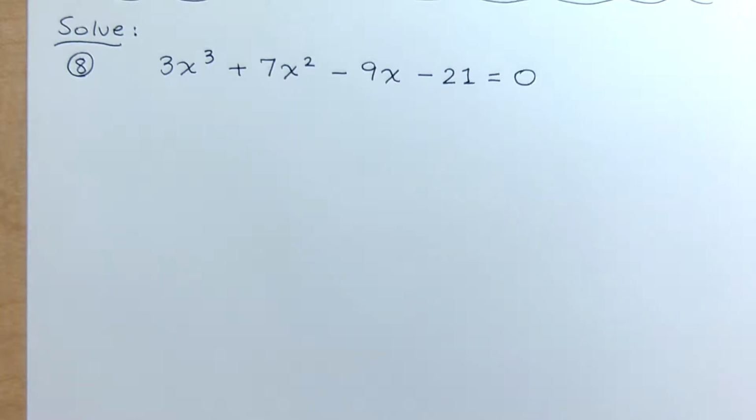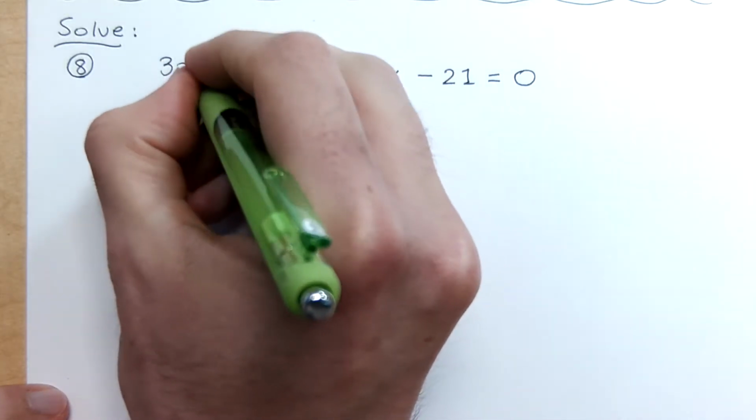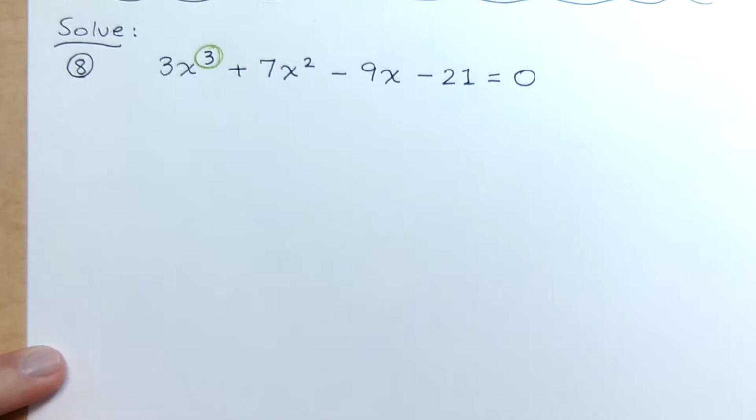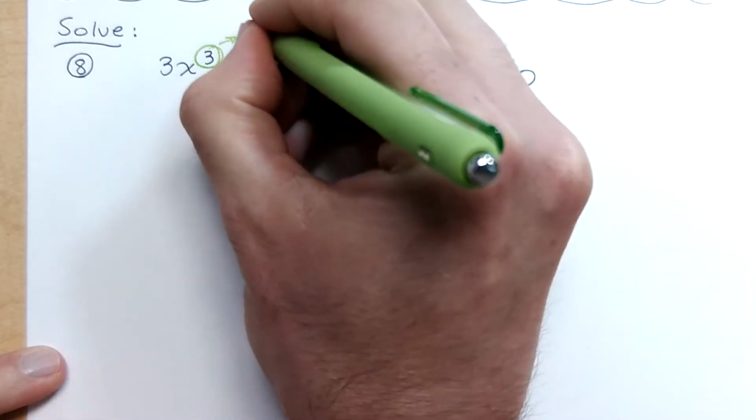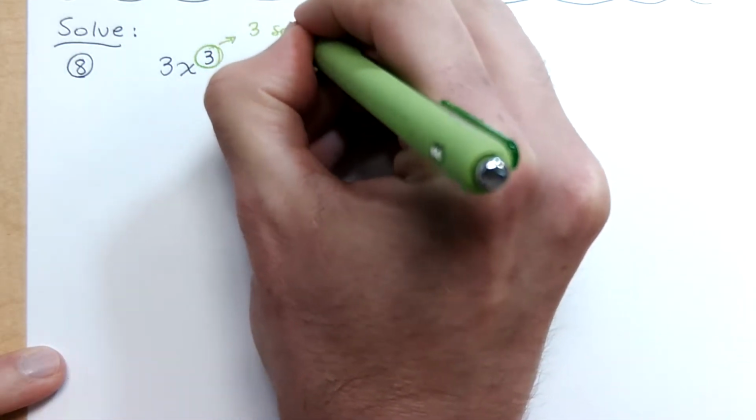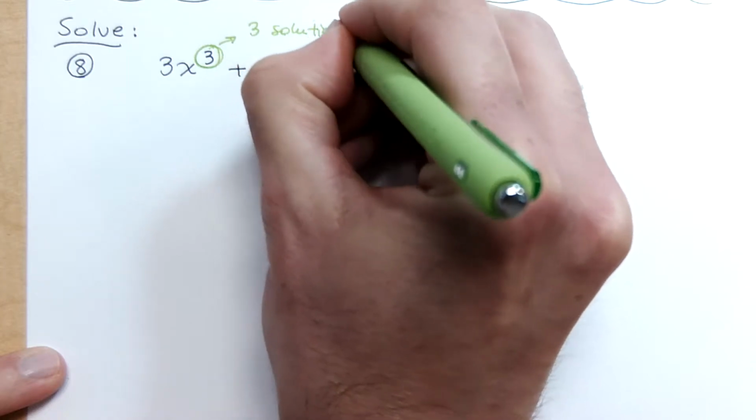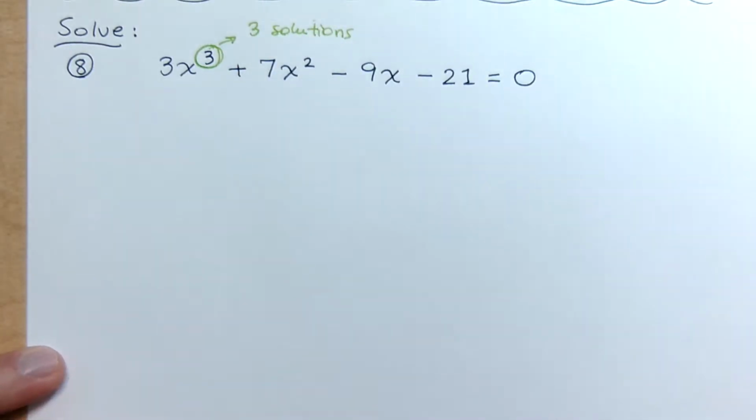In the eighth and final problem, we recognize that again we just have something that is a polynomial, but it's not a quadratic. It's a little bit higher than that. But since it is a polynomial, we can identify, based on the degree of the polynomial, that we should have 3 solutions. So we know we got to find all 3 solutions to this.